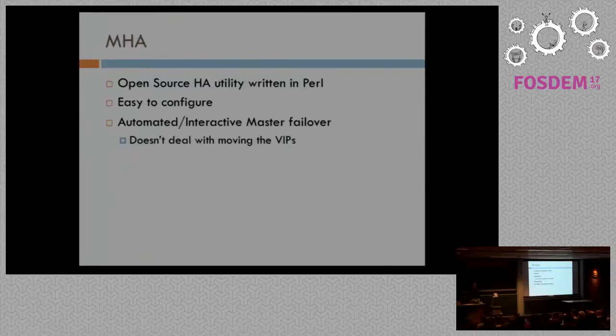MHA is an old but proven and stable open source HA utility written in Perl. It's easy to configure. It supports automated non-interactive and interactive master failover, but it doesn't deal with moving VIPs or any other aspect of the failover. It only deals with changing the topology to the desired one.